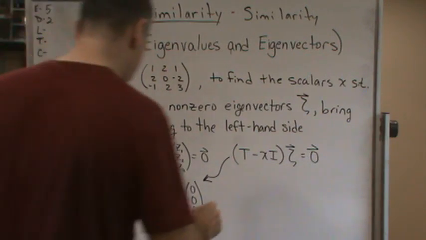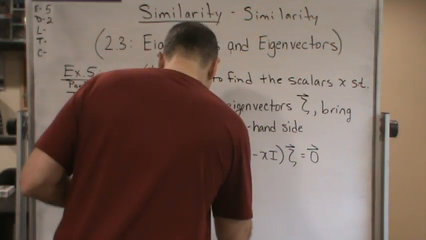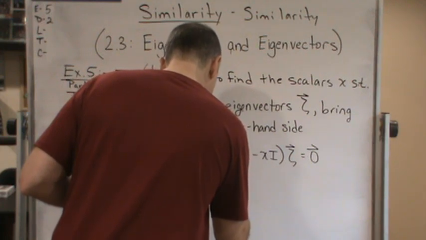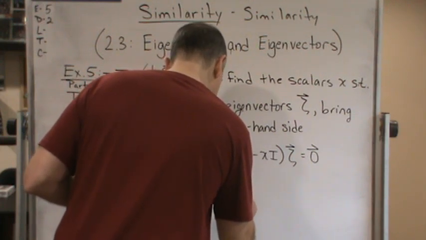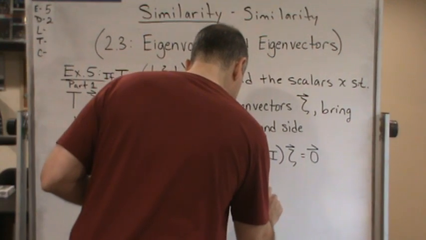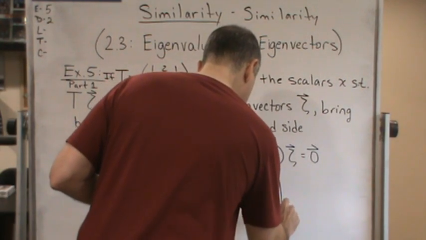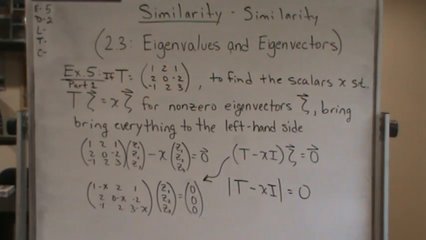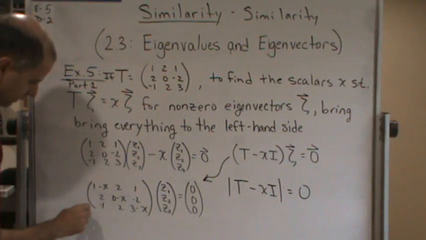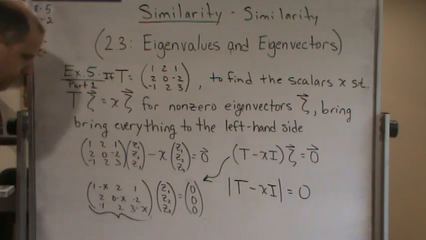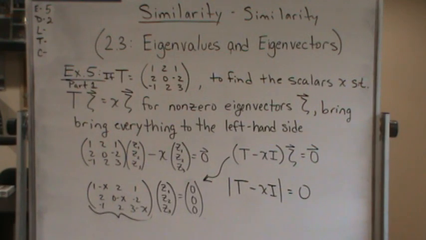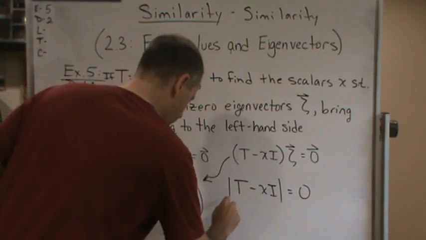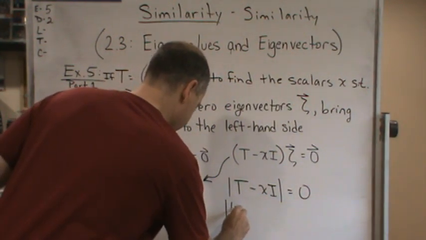So we take the determinant of this thing and ask, when is it equal to 0? When is the determinant of this equal to 0? That's what we're going to do. So we take the determinant of this. I'll just write this out.